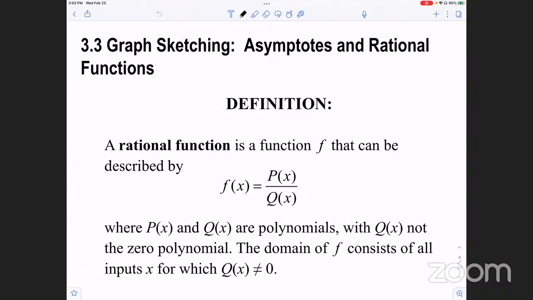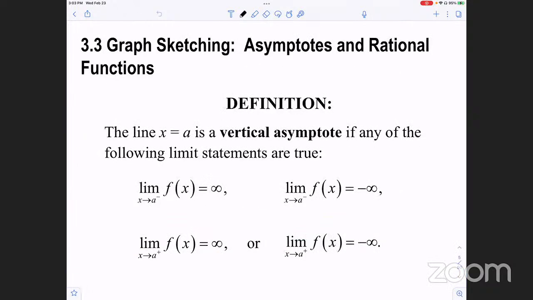A rational function is a function f that can be described by f of x equals p of x over q of x, where p of x and q of x are polynomials, with q of x not the zero polynomial. The domain of f consists of all inputs x for which q of x is not equal to 0, right? Because we can't divide by 0. So the line x equals a is a vertical asymptote if any of the limit statements are true.